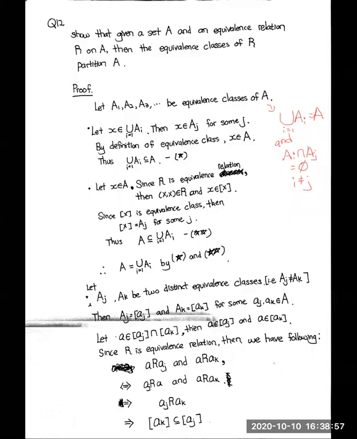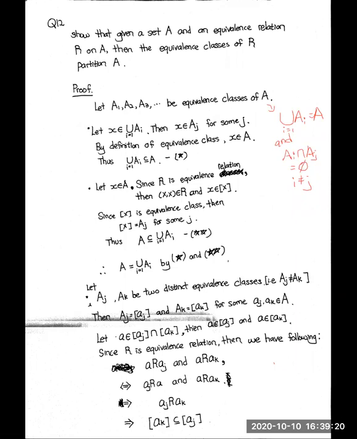Okay, now let us proceed on to question 12. I would say that question 12 is the most difficult tutorial question for this tutorial, because the proof is not that easy. Show that, given a set A and an equivalence relation R on A, the equivalence classes of R partition A.